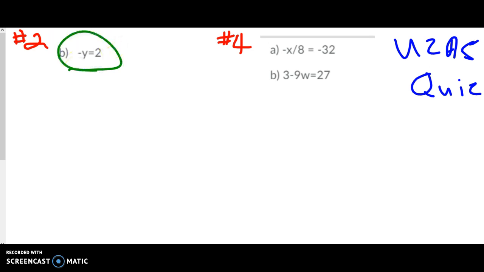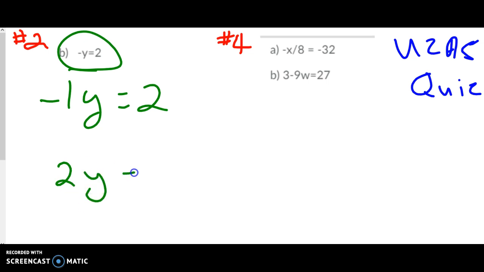So negative something is equal to 2. So that can be a little confusing. The easiest way to think of this is whenever you have a negative as your coefficient in front of a variable, you can just treat it as negative 1y. And we don't write the negative 1 just for efficiency's sake. But if I had negative 1y is equal to 2, I treat it the same way as if I had something like this. If I had 2y is equal to 2, what I would do is divide each side by 2, and then I'd get y is equal to 1.